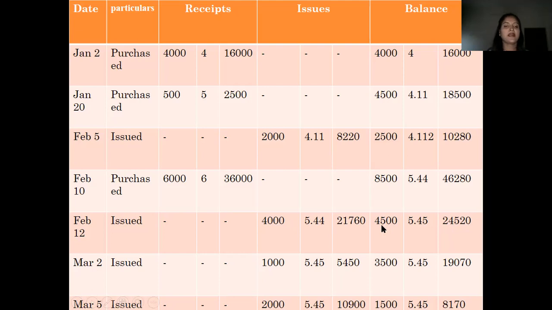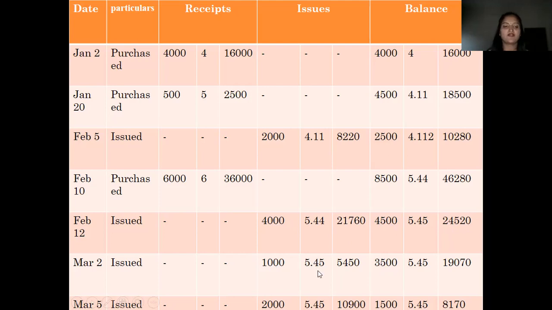Next, on March 2nd, say again we have issued. How much have you been issued? 1,000. What was the balance we had? 4,500. From this, issue 1,000. Out of 4,500, you have issued 1,000. What is the balance available now? 3,500. Now, what is the cost per unit?